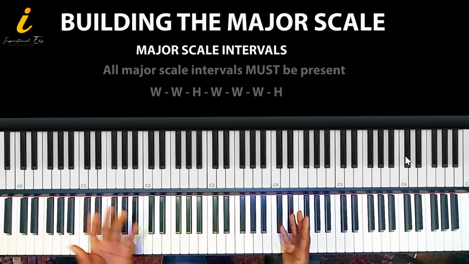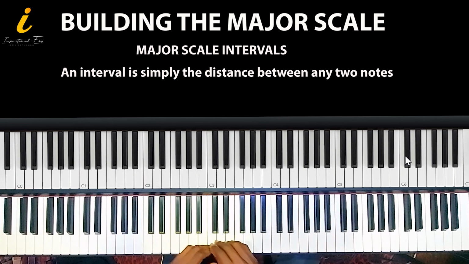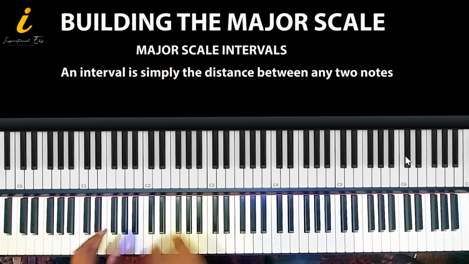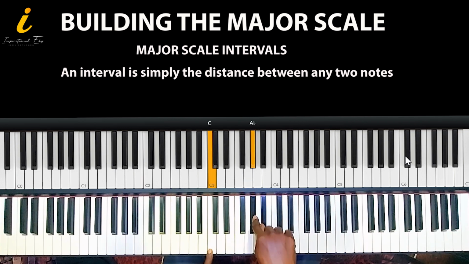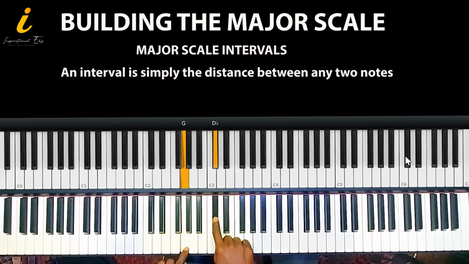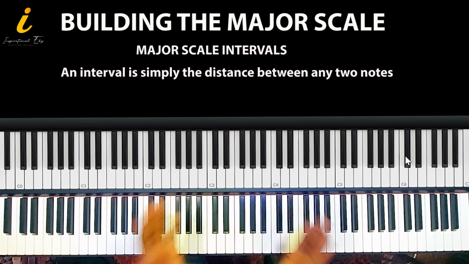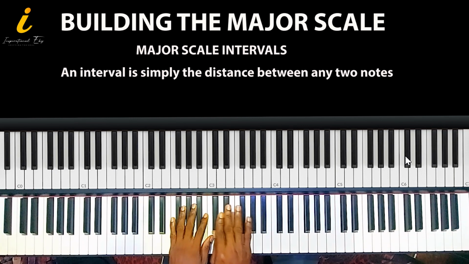Now, what's an interval in the first place? An interval is simply the distance between any two notes. Right? The distance between any two notes. So for example, I pick this and I pick this. There is a distance between these two notes. In music, we call it interval. There's a distance between any two notes. That distance, we refer to it as what? Interval. Now, there are a number of intervals in music, but there are two intervals that will help us build the major scale. Two intervals.